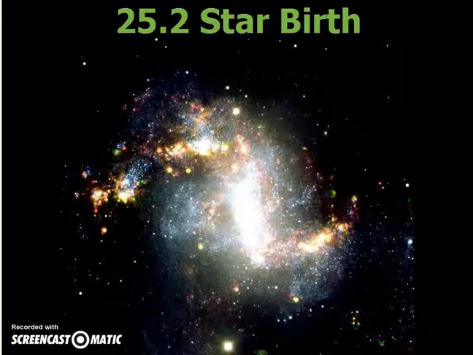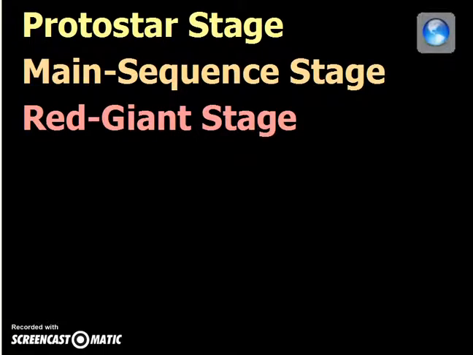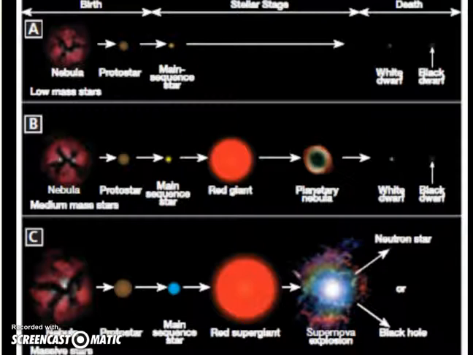Chapter 25, Section 2, Star Birth. So how are stars made? So we start with what's called a protostar stage. It moves into a main sequence stage, and then we have what we call a red giant stage. Okay, so at birth, it starts as a nebula in all 3 cases. Okay, it goes into the protostar in all 3, goes into main sequence in all 3.